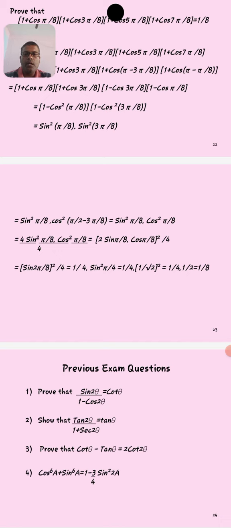Number 4 is cos square 6a plus sin square 6a is equal to 1 minus 3 by 4 sin square 2a. And for this you also have to apply the formula a cube plus b cube is equal to a plus b whole cube minus 3ab into a plus b. Using that formula you have to solve these types of problems.